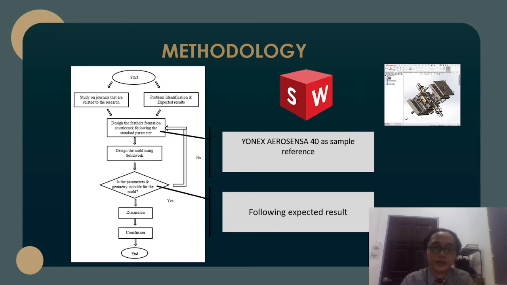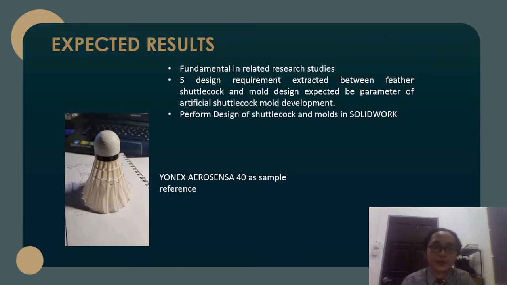Then, identify the parameters and geometry for the mold. If the parameters and geometry are not suitable for the mold, the shuttlecock design should be modified. If the parameters and geometry are suitable, then the discussion process takes place, followed by the conclusion and the end of the project.